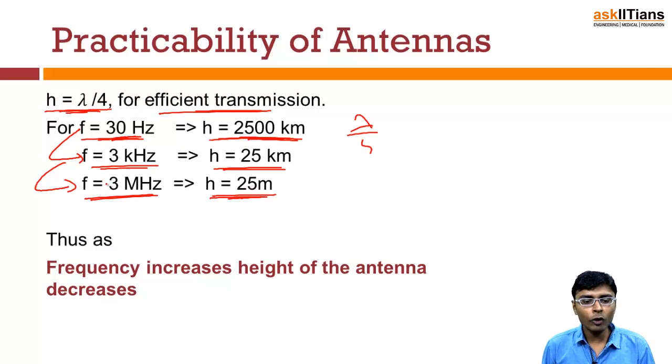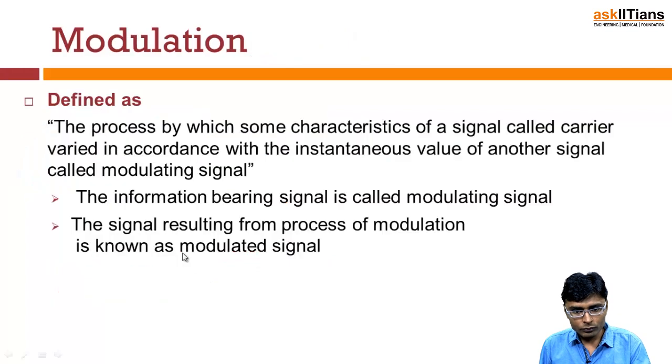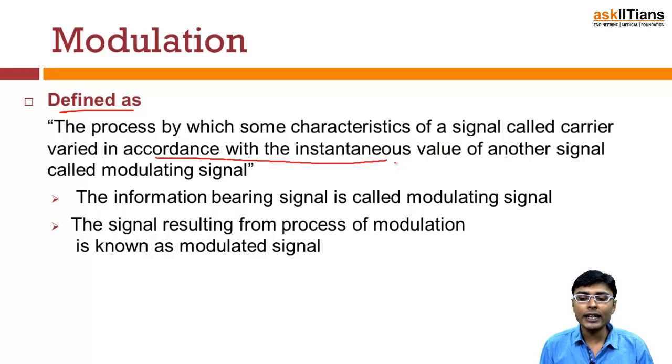Therefore, we convert the lower frequency signal into a higher frequency signal, so that it can be efficiently transmitted through an antenna, and the antenna height is also a practical height. Thus, we can say as the frequency increases, the height of the antenna decreases. Fine. Therefore, now we can define modulation. Modulation is defined as the process by which some characteristic of a signal called the carrier is varied in accordance with the instantaneous value of another signal called the modulating signal.